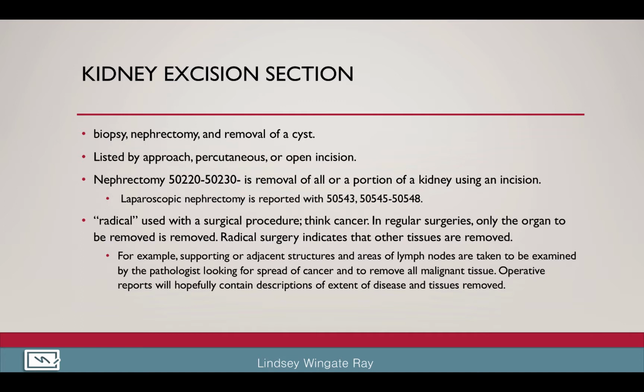Whenever you see radical used with a surgical procedure, think cancer. In regular surgeries, only the organ to be removed is removed. Radical surgery indicates that other tissues are removed. For example, supporting or adjacent structures and areas of lymph nodes are taken to be examined by the pathologist looking for spread of cancer and to remove all malignant tissue. Operative reports will hopefully contain descriptions of extent of disease and tissues removed.